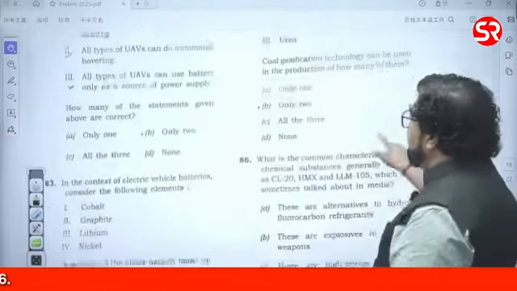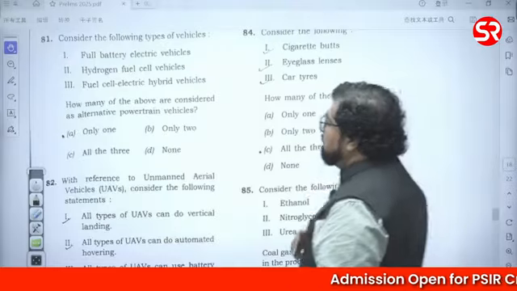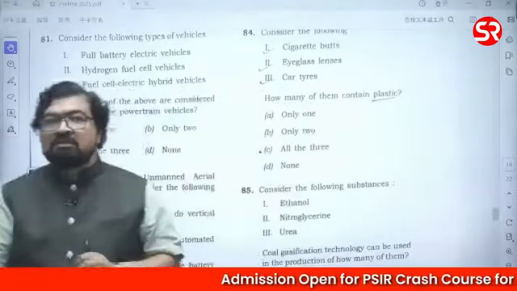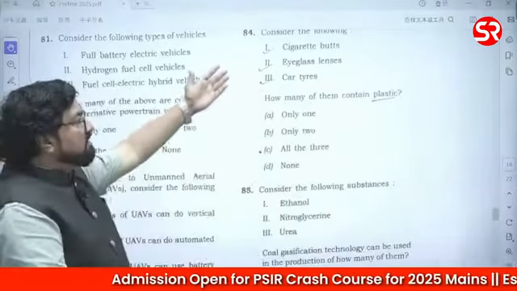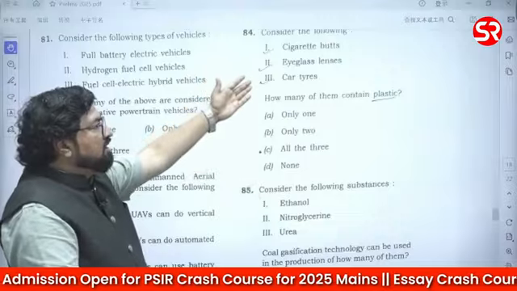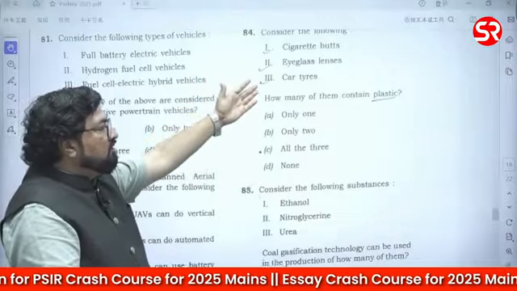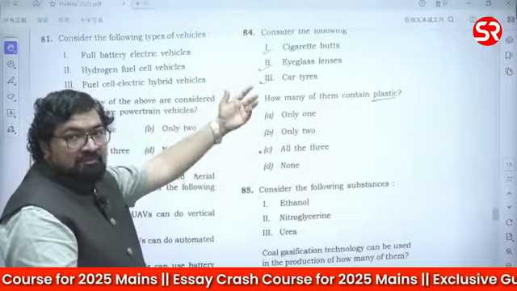So now look at here. Again, this question of 84 I have discussed in the environment part, which use plastics. The answer will be all 3. Cigarette butts, eyeglass lens, car tires. All they contain plastics. They are connected with the environment now.